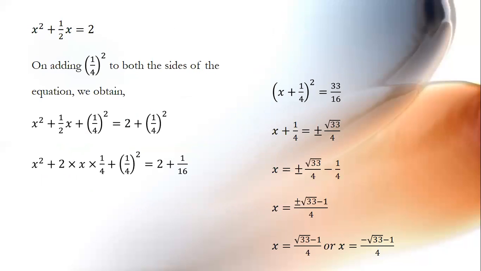Now we have to add and subtract 1 by 4 the whole square. So x square plus 1 by 2 x plus 1 by 4 the whole square is 2 plus 1 by 4 the whole square. So when we solve this, we get x plus 1 by 4 the whole square equal to 33 by 16. Taking square root on both sides, we get x plus 1 by 4 equal to plus or minus root 33 by root of 16, which is 4. So x is equal to plus or minus root 33 by 4 minus 1 by 4. So x is root 33 minus 1 by 4 or minus root 33 minus 1 by 4.